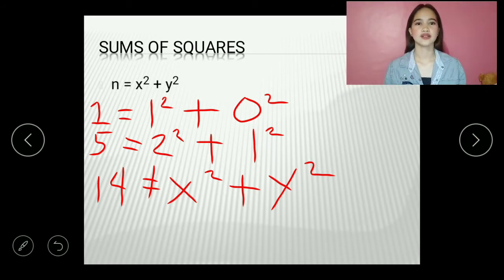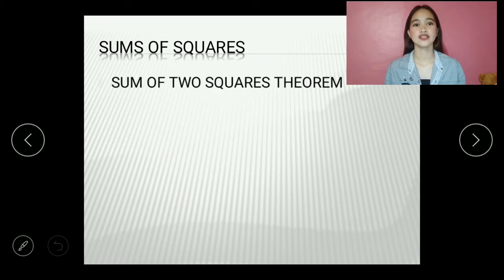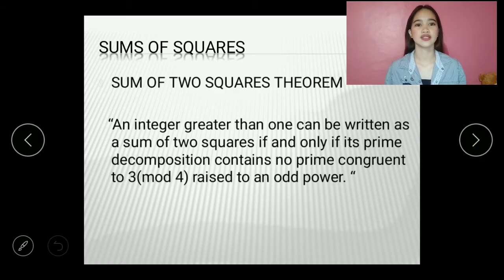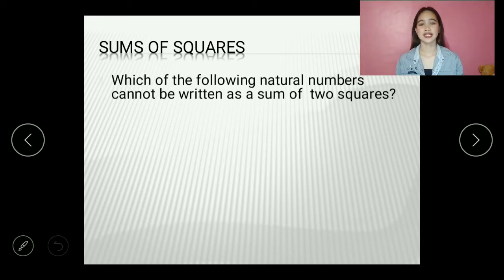We have here the sum of two squares theorem. An integer greater than 1 can be written as sum of two squares if and only if its prime decomposition contains no prime congruent to 3 mod 4 raised to an odd power. Para mas maintindihan natin yung sum of two squares theorem, sasagutan muna natin itong tanong na ito.